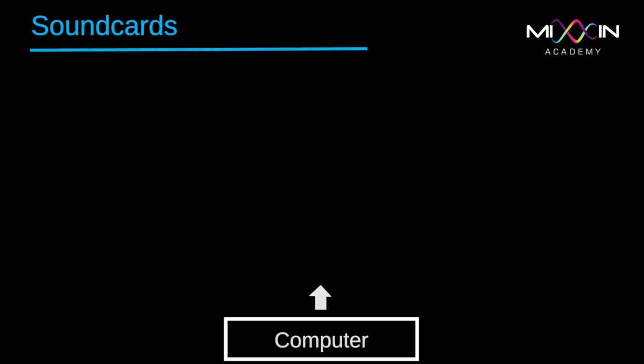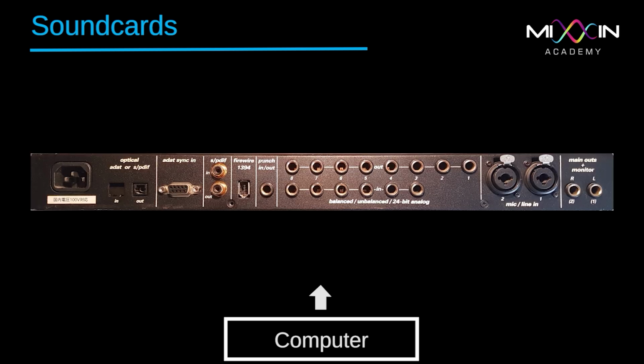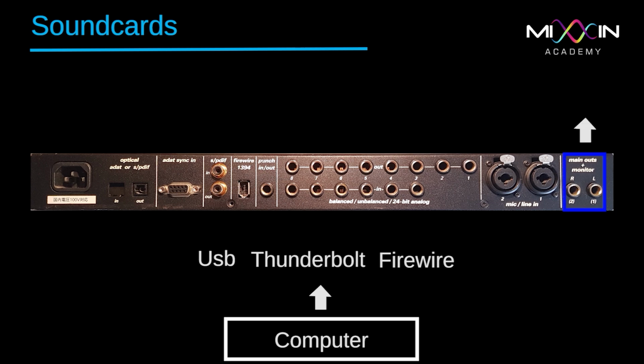The same thing goes for the sound that needs to come out of the computer. We would send the digital data from the computer to the sound card via a USB, Thunderbolt, or Firewire interface, and then the sound card would convert that into analog signals using the digital to analog converter, and then that sound would be sent through the outputs of the sound card into our speakers, and we would hear it.